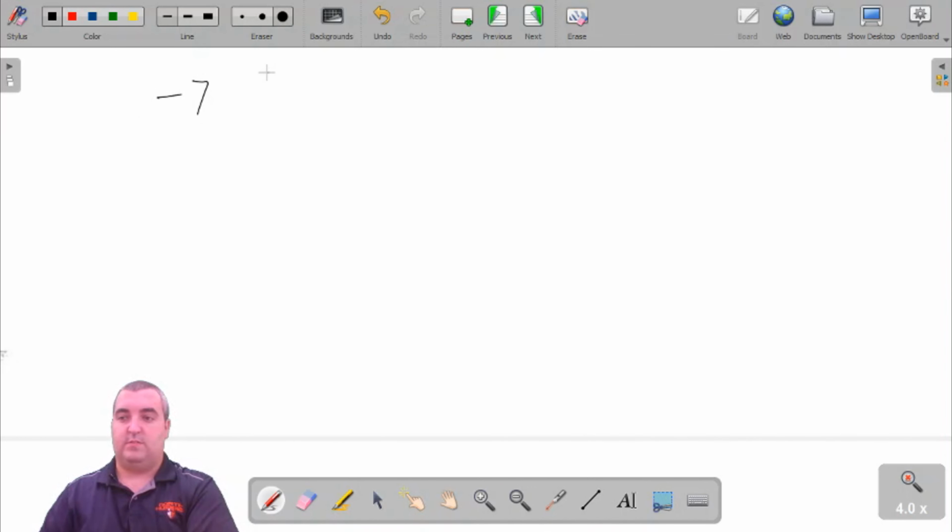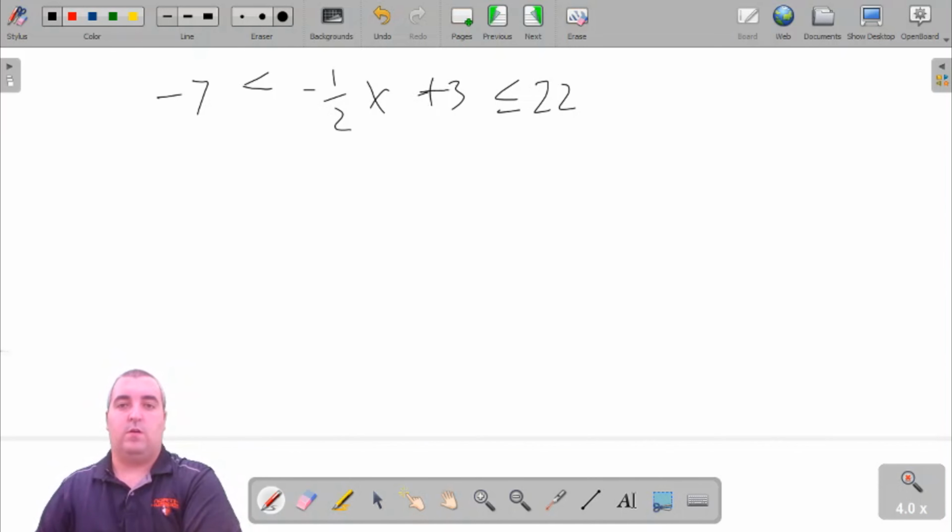So negative 7 is less than negative 1/2 x plus 3 is less than or equal to 22. Okay, so I could have broken these two inequalities up and done, hey, negative 7 is less than negative 1/2 x plus 3, and negative 1/2 x plus 3 is less than or equal to 22, and solve them separately. And then we have the word and, which means both things have to be true. I like having it as this compound inequality, and you'll see once we get to our answer, I think it makes a little bit more sense visually when you see it this way.